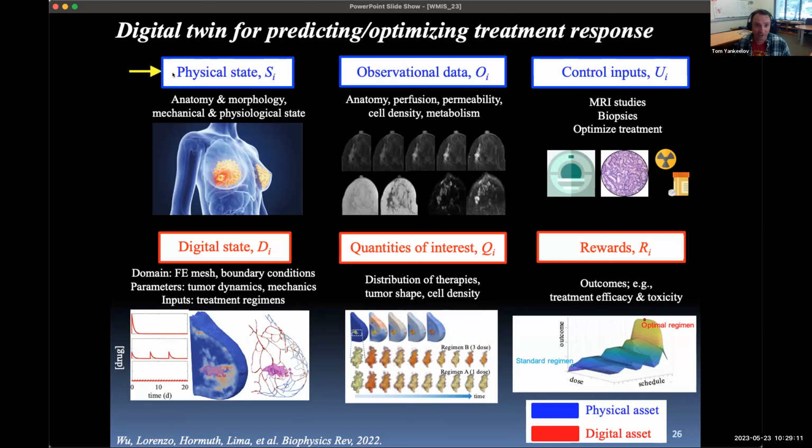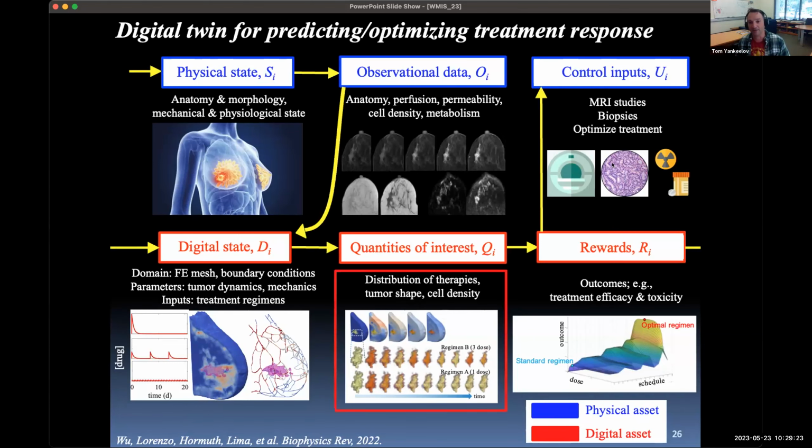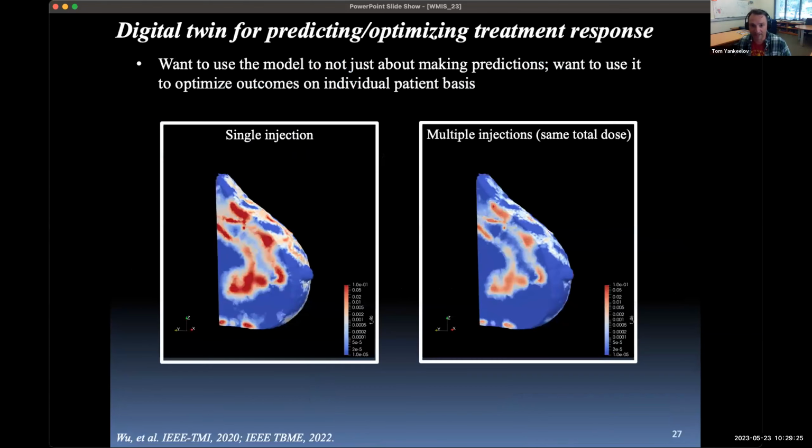Okay, so then the arrows: the patients come in, they have a physical state, you make your measurements, you build your digital state, you track your quantities of interest and your reward, overall survival, progression-free survival, whatever it is. And then you go back in and you intervene to try to optimize these things, and the whole thing cycles back around. I'm going to zoom in on this thing in the red box here.